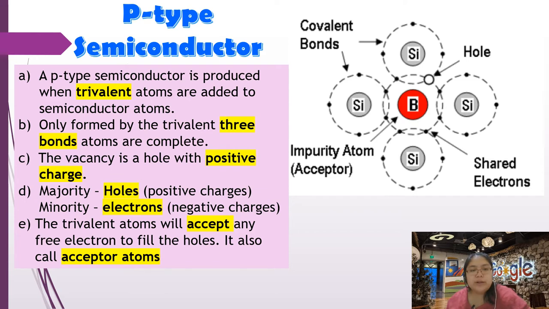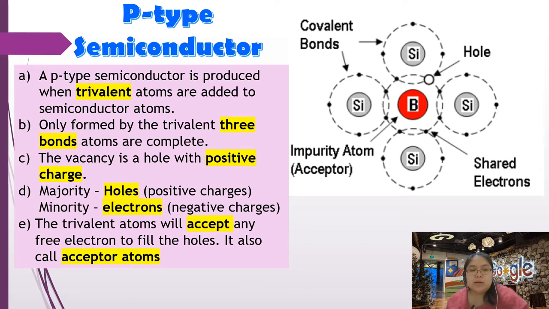Okay, let me go and see the explanation of how to build the p-type semiconductor. The first one: a p-type semiconductor is produced when trivalent atoms are added to the semiconductor atoms. Only trivalent, 3-bond atoms are complete. If you want to produce a p-type, you can just add the 3-bond atoms.